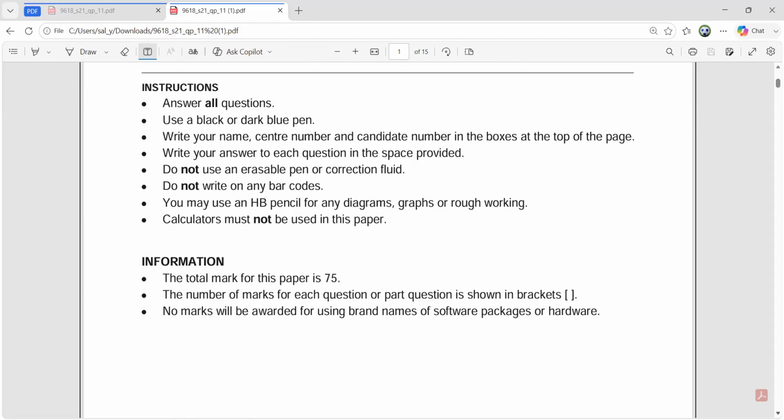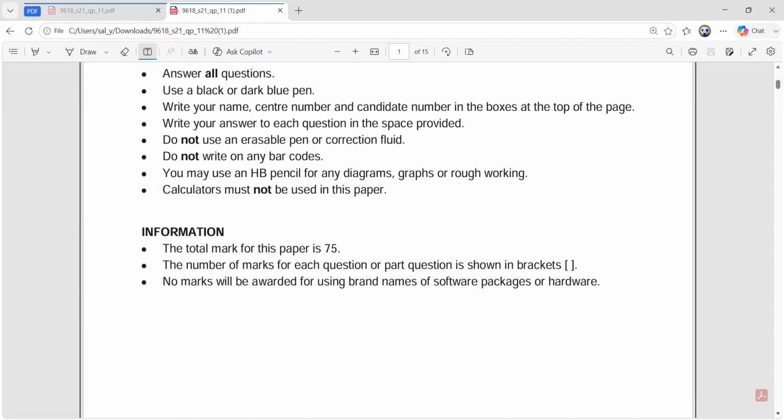Do not write on any barcodes. You may use an HB pencil for any diagrams, graphs, or rough drawing. Calculators must not be used in the paper. The paper is of 75 marks. The number of marks for each question or part question is given in brackets. No mark will be awarded for using the brand names of software packages or hardware.